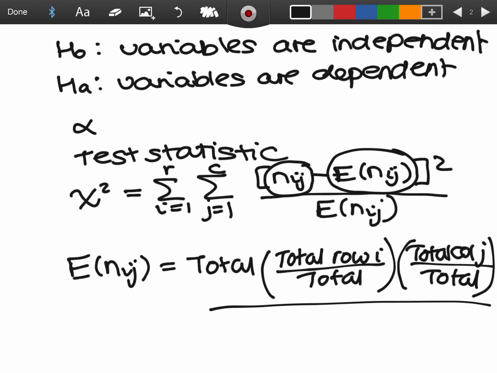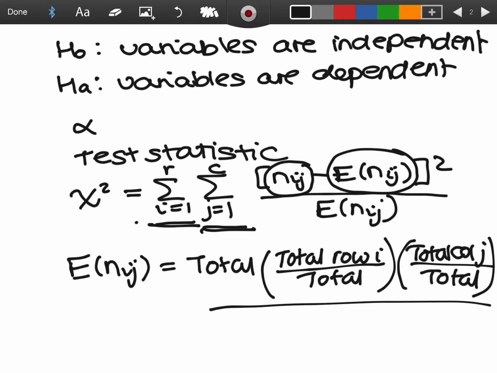So as before, you're going to take the number in each cell minus the expected number for that cell. Then you square it and divide it by the expected number for that cell, which scales it back again, exactly like we did last time. And you're going to do this for every single column and for every single row. So what I'm doing here is adding up these terms for each column and for each row. So C is the number of columns, R is the number of rows. Okay? So that will give you your test statistic.